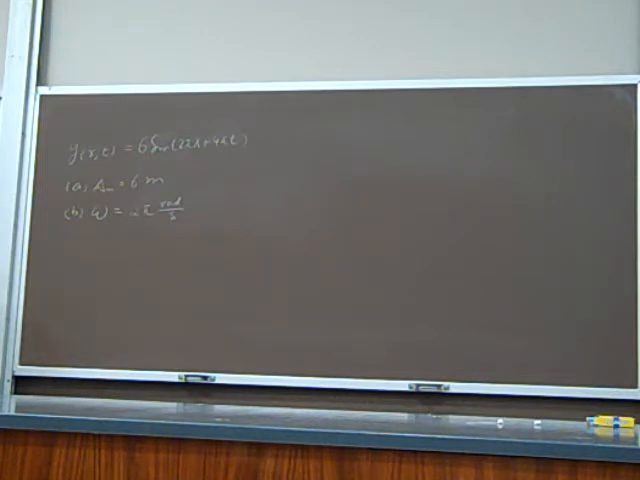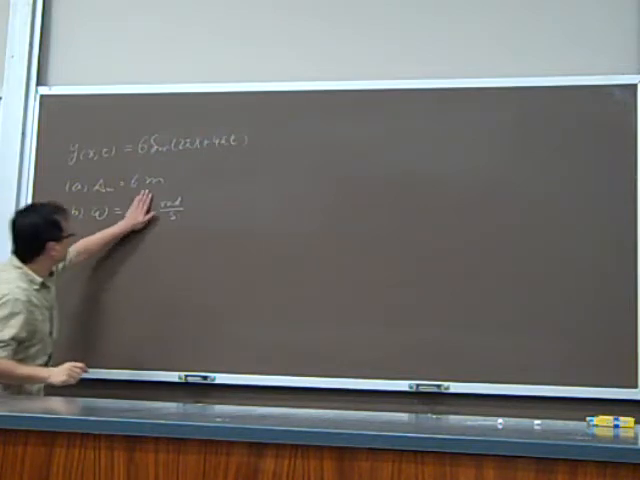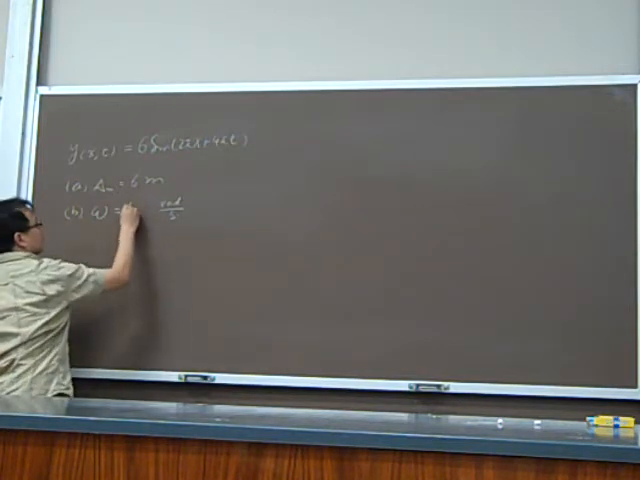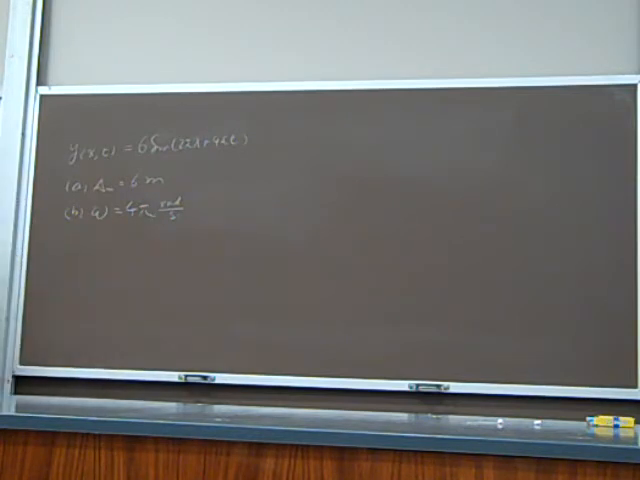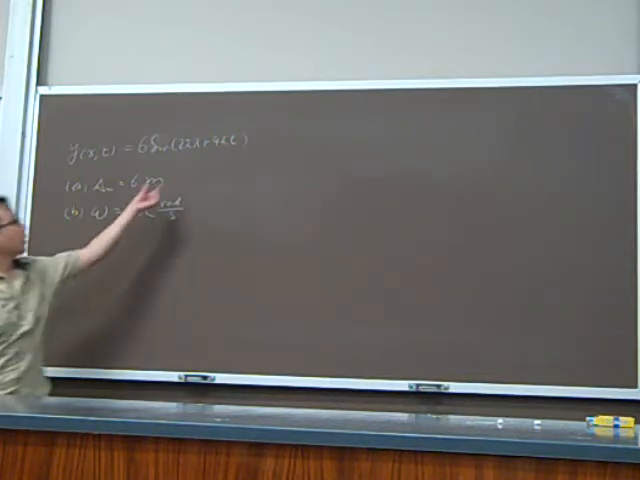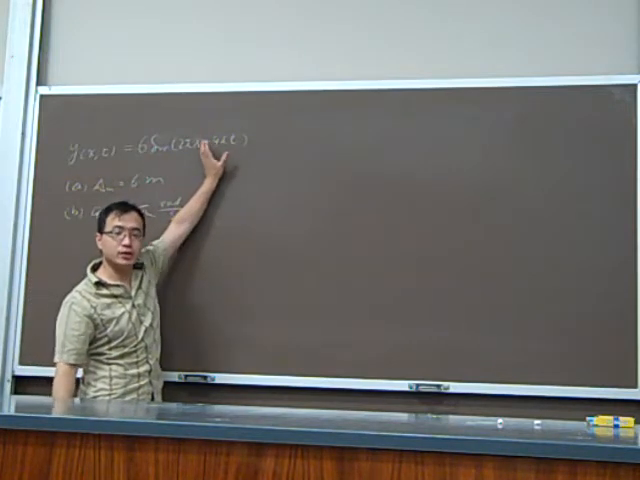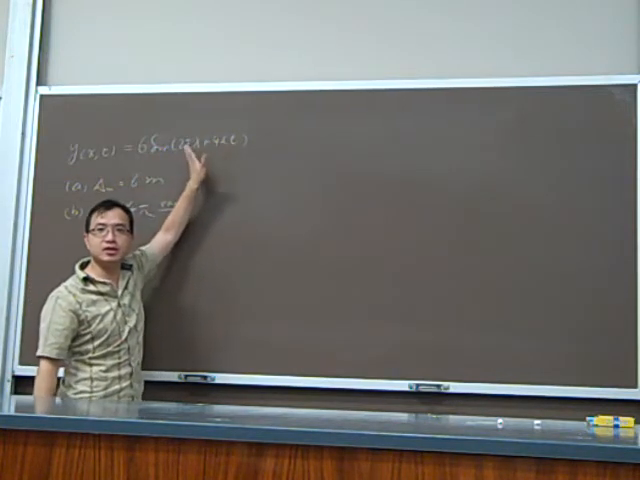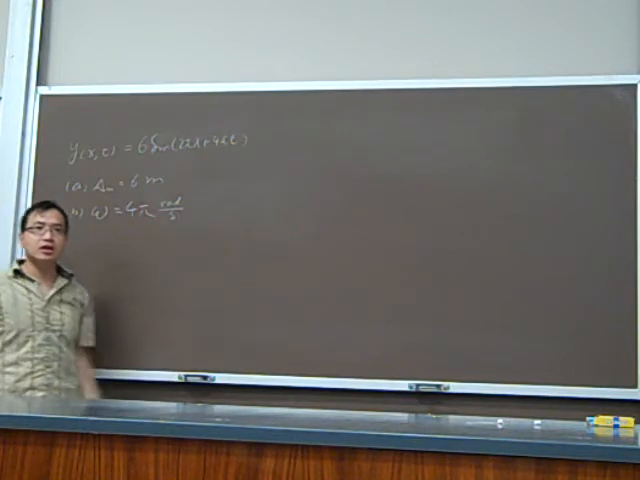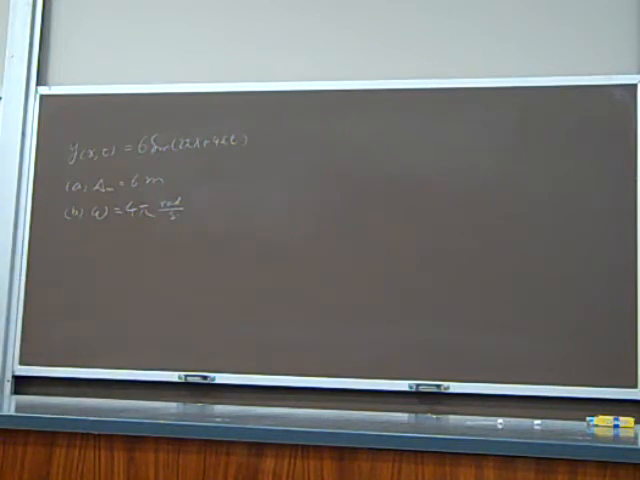So in question? Isn't it 2 pi? Isn't it 4 pi? Yeah. Oh, sorry, 4 pi. Okay. It's kx minus omega t. The number in front of t is omega, not in front of x. So it's 4 pi.